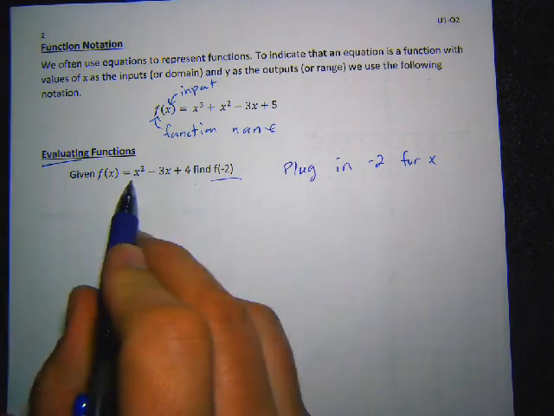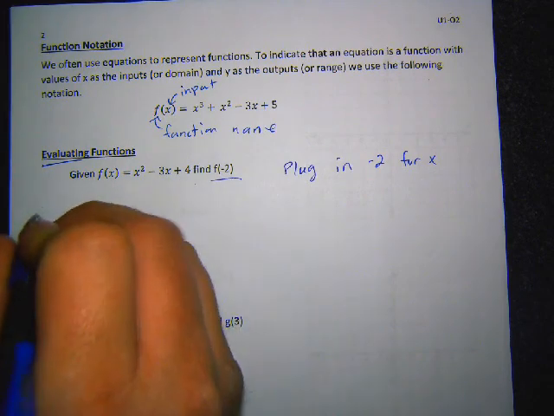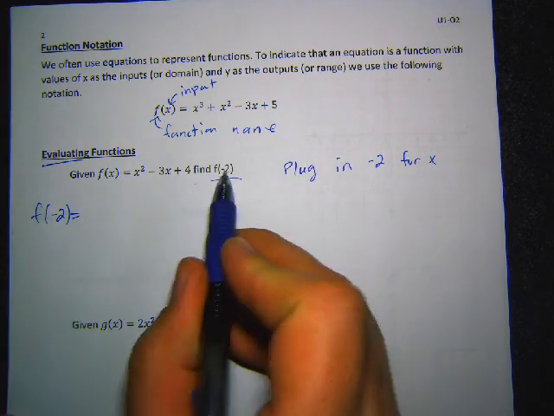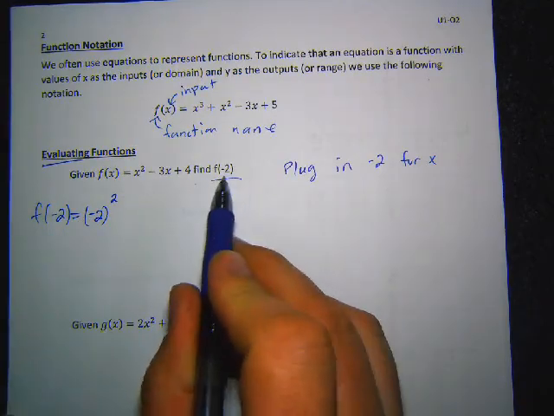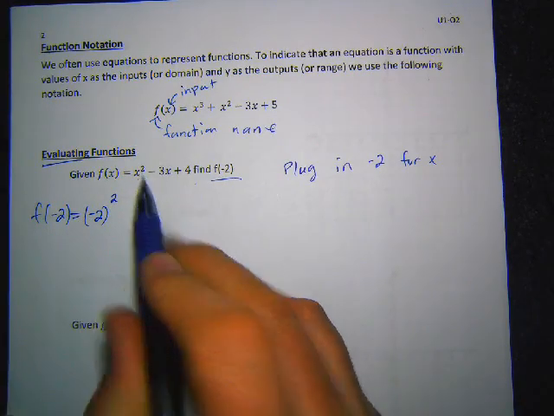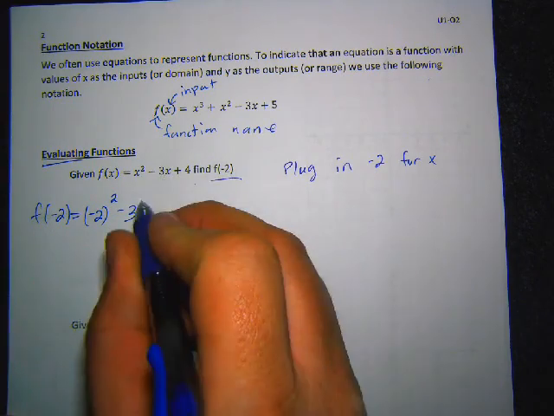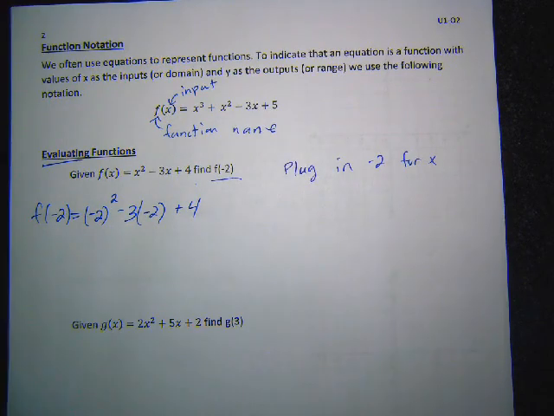So I'm going to take all these x's in this function and replace them with -2's to find f of -2. We're evaluating the function, plugging in -2 for all these x's. So I get (-2) squared. Make sure the whole -2 is squared, because it's got that power on it. Minus 3 times, remember you have your number next to a letter that you're multiplying, so 3 times -2, plus 4. Now you can throw this in a calculator, get an answer, that's fine.